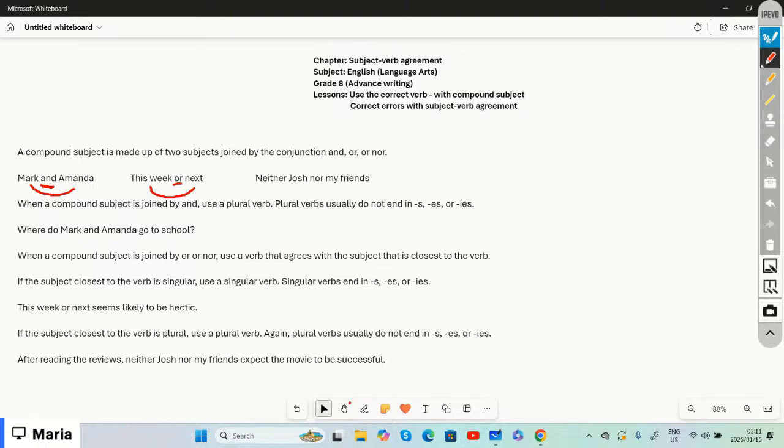And the next one says, neither Josh nor my friends. And we use the word nor to join those two subjects. And we call that compound subjects. It is where we have two subjects that are joined by a coordinating conjunction, either and, or, or nor.